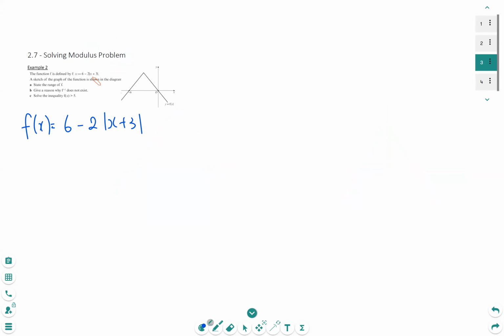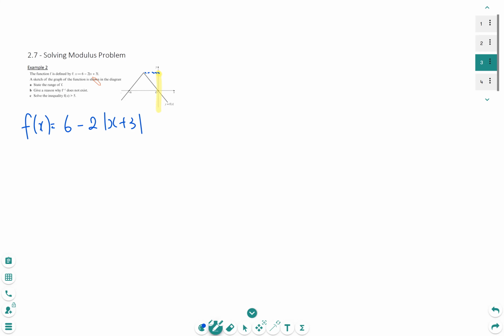So you can see in the diagram, the range, again, range is about the y value. So you can see the range is from here all the way down there. So the question is, what is this y value? If we know the y value of that point, of that tip there, then we know the range, because the range will be whatever y is less than or equal to that number. So the question is, what is the value of y?